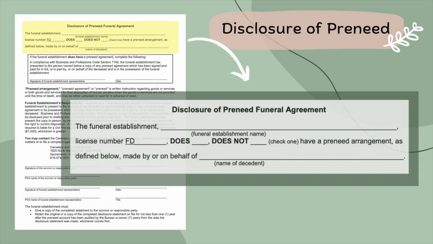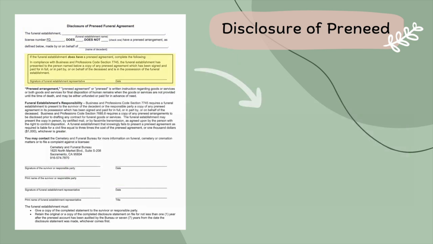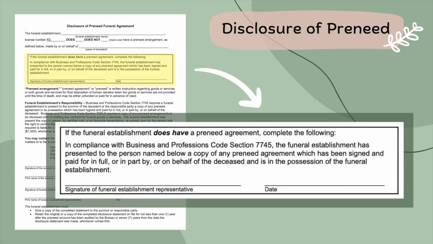Going back to the form now, the top part identifies the funeral home, who the decedent is, and the most important part, checks whether or not they have a preneed. This means that the funeral home has looked through their files or system to see if anything was under your loved one's name before meeting with you. The box under this section holds the funeral establishment accountable for presenting the preneed to you if there is one.